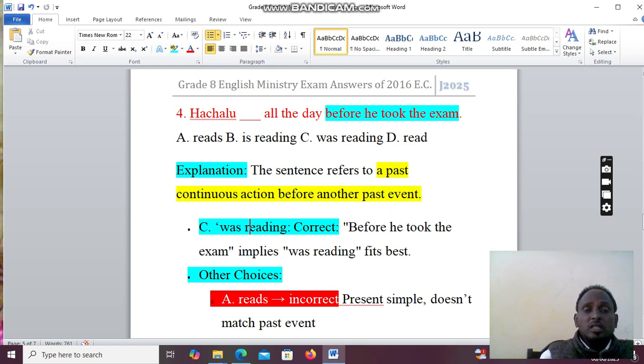The correct answer is C, was reading, because before he took the exam implies was reading fits best from the given choices.